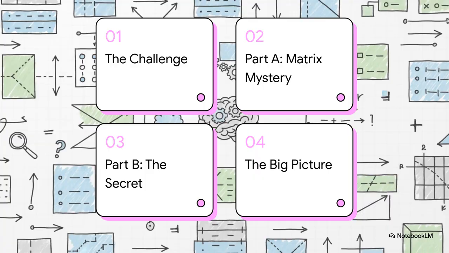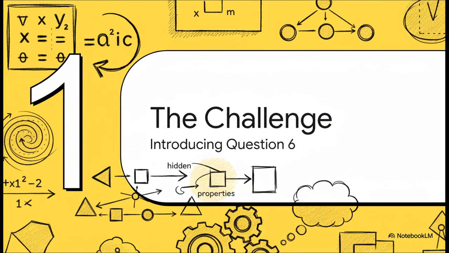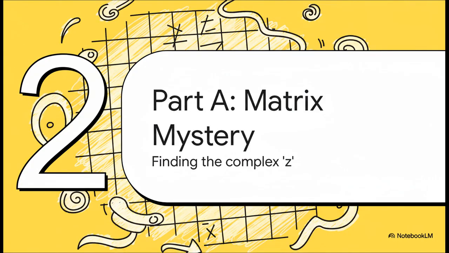Let's do this. So here it is, question 6. Think of it as a classic two-part puzzle. You've got part A, which is all about a specific matrix with a tricky, complex variable inside. Then part B gets a little more abstract, asking us about the properties of a linear transformation. Now, they might look totally different at first glance, but you'll see they're both unlocked with the exact same kind of strategic thinking. All right, let's dive into part A, the matrix mystery.